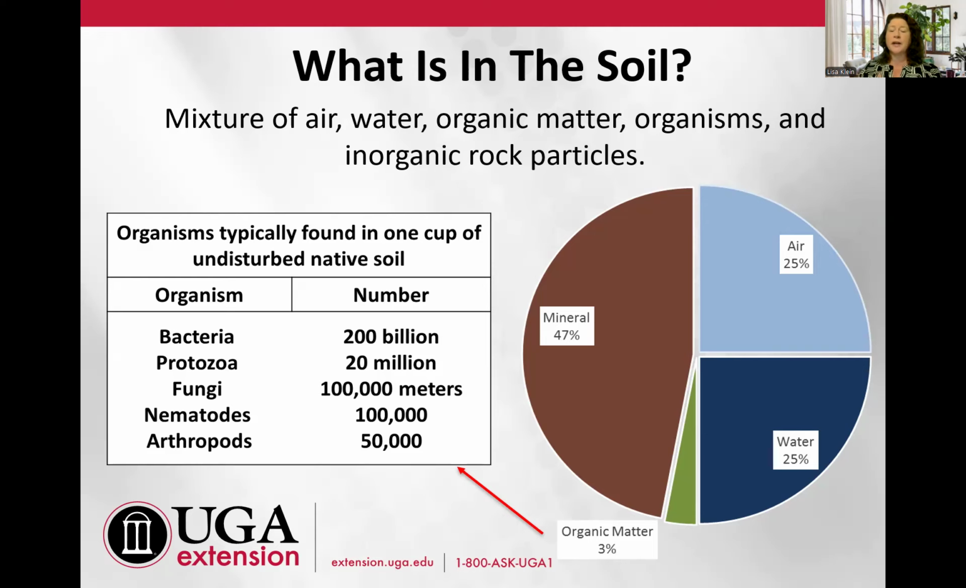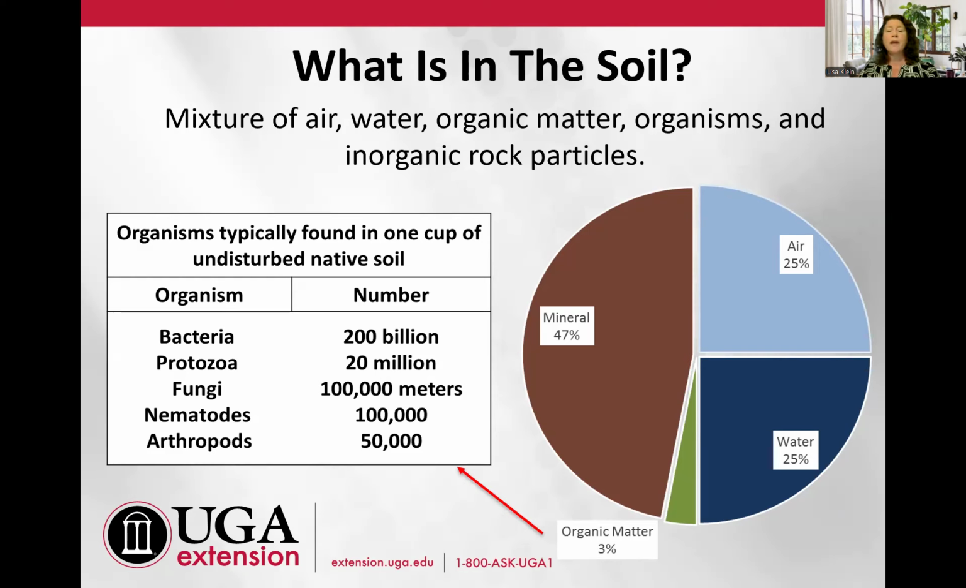So of that, you're going to get 25% air, and that's going to be in those little pore spaces in there. About 25% water, hopefully, although last summer we had some problems with that. It was a little dry. And then you're going to have about 3% organic matter. Well, what's in organic matter? That's a good question. Look over there at the little chart to the left.